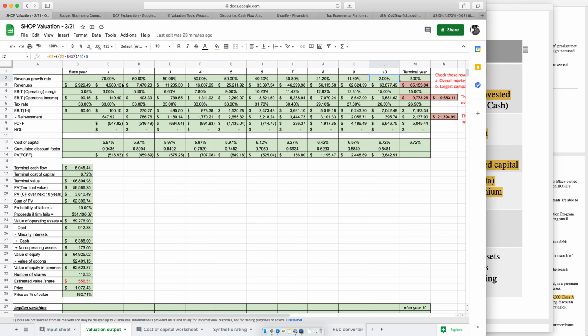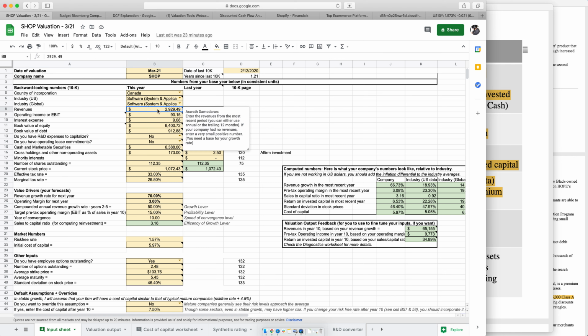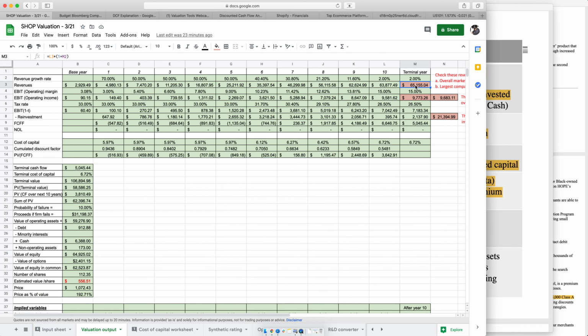So anyway, it will populate out what your growth rate looks like, and here is what that actually means as far as revenue goes. I'll multiply that out. This means that in 10 years' time, Shopify, which as we looked at is currently making around $3 billion, I'm basically saying is going to become $65 billion.